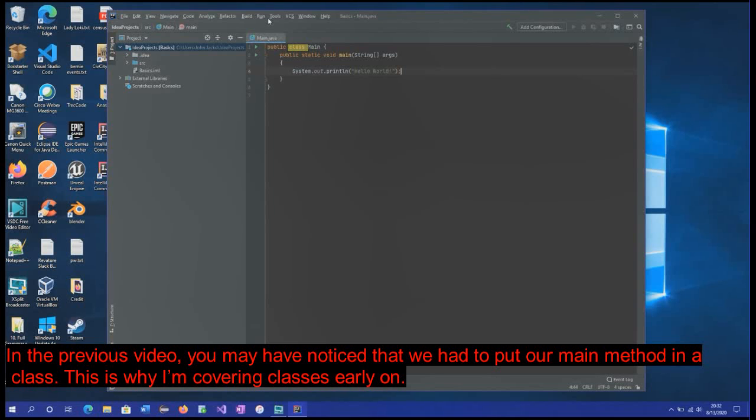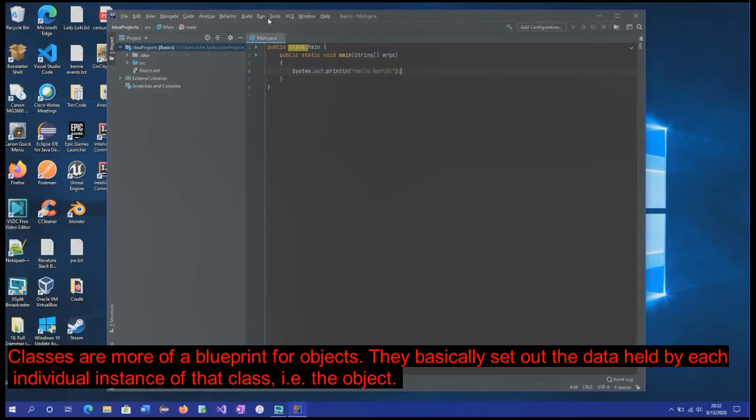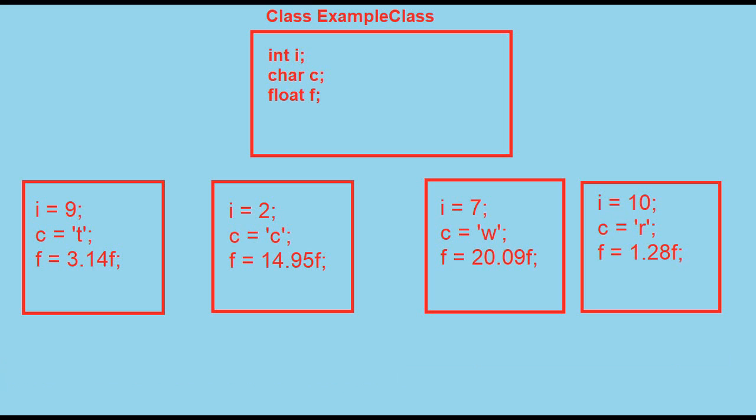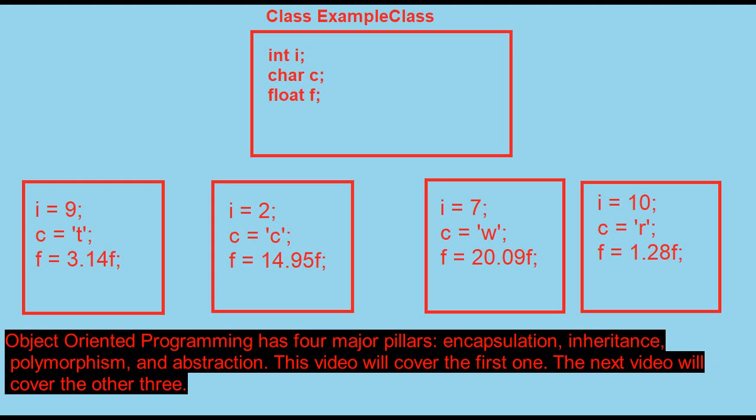In the previous video, you may have noticed that we had to put our main method in a class. This is why I'm covering classes early on. Classes are more of a blueprint for objects. They basically set out the data held by each individual instance of that class, i.e. the object. Object-oriented programming has four major pillars: encapsulation, inheritance, polymorphism, and abstraction. This video will cover the first one. The next video will cover the other three.